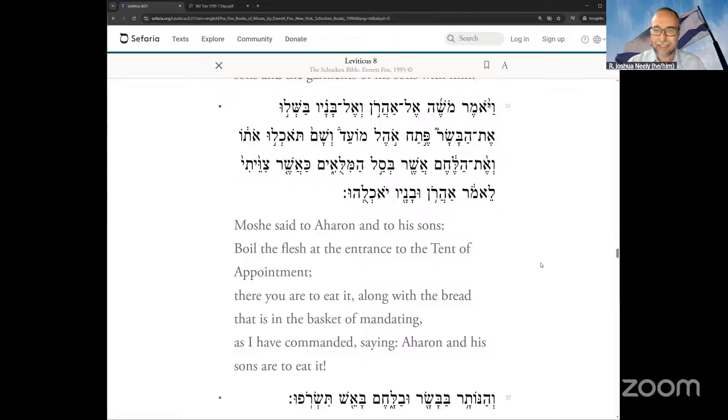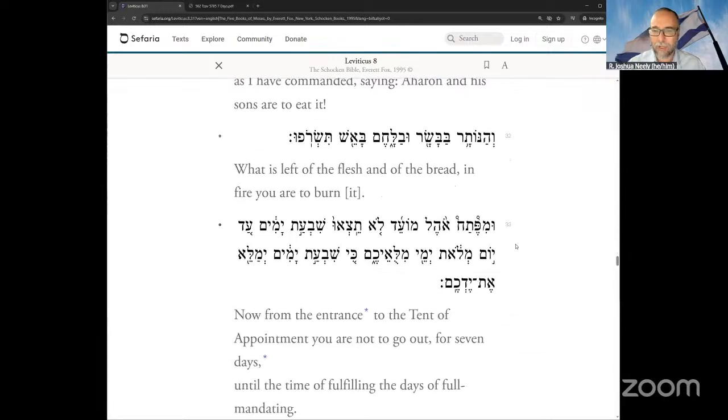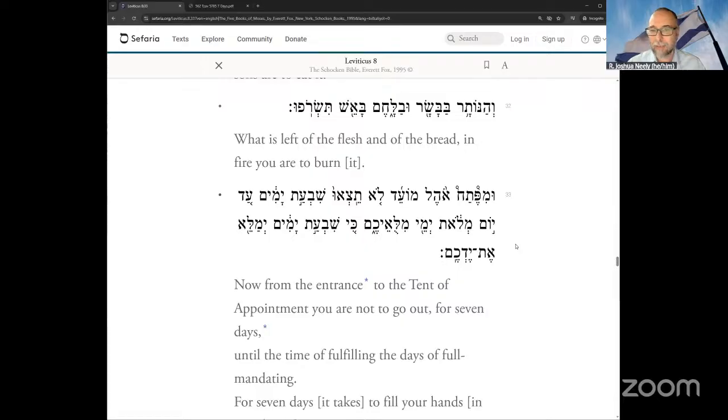So this entire process is really the process of miluim, this process of investing or investiture of Aaron and his sons. And because of that, we'll continue on. What is left of the flesh and of the bread in the fire, you are to burn it. We can't give this to anyone else because nobody else is being invested. This is the investiture of the Kohanim, and thus leftovers don't get to go to anyone else.